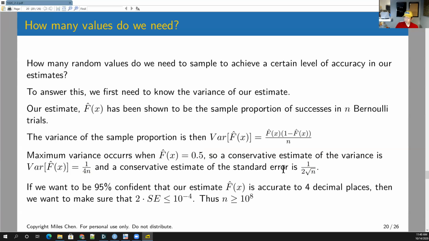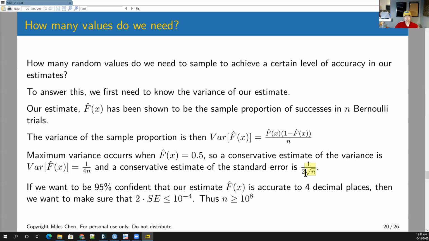And so what does this tell us? This tells us that if we want to improve how accurate our Monte Carlo estimate is, it improves at a rate of 1 over the square root of n, okay? And I think this is something you learned in your intro stats class: if you want your standard error to be cut in half, your sample size needs to be 4 times as big. And if you want to reduce your standard error by a factor of 10, your sample size needs to go up by a factor of 100.